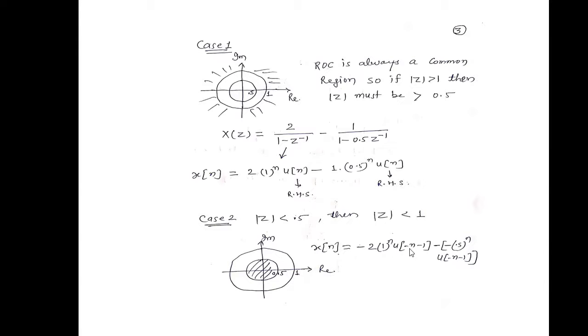1. This is u of minus n minus 1 multiplied by this 1 to the power n, and this is 1 to the power n multiplied by this numerator part 2, and u of minus n minus 1, and the second one is this 0.5 to the power n u of minus n minus 1. So it's the final result discrete time signal when the case is mod of z less than 0.5.